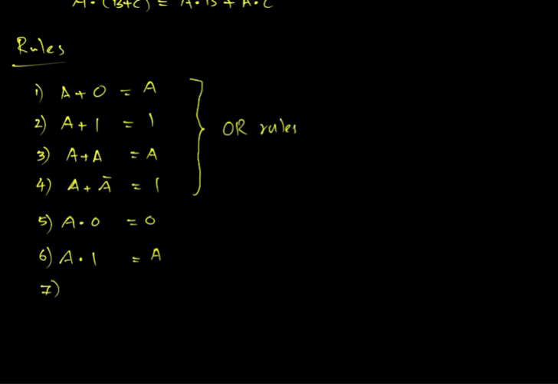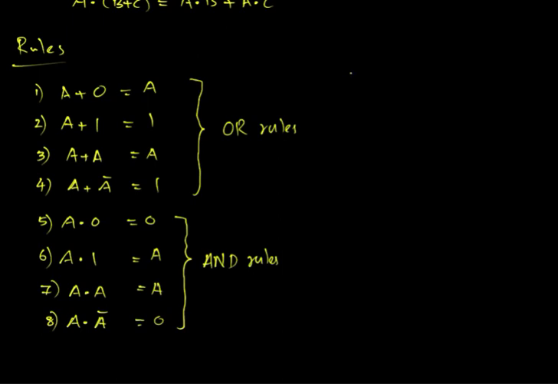Now the third one is, when a is ANDed with a, we will get the result as a itself. Now the fourth one, when a is ANDed with its complement, the result will always be 0. So these 4 are the AND rules, or some of the basic rules regarding the AND operation.